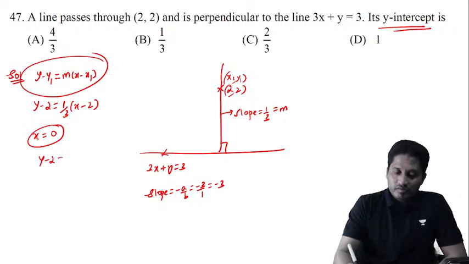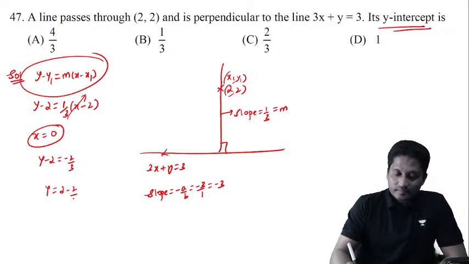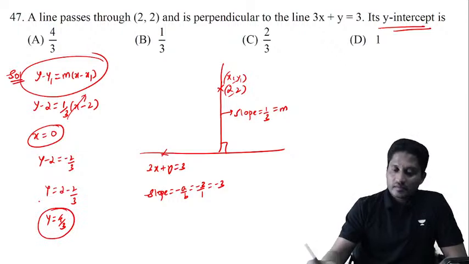Y minus 2 is equal to minus 2 by 3 because x is 0. Y is equal to 2 minus 2 by 3. 6 minus 2 is 4. Y equal to 4 by 3. Answer is option A.